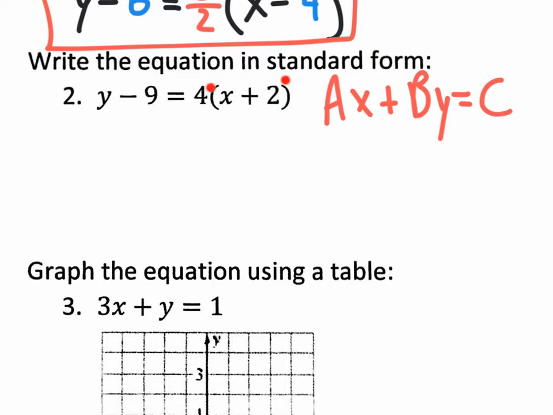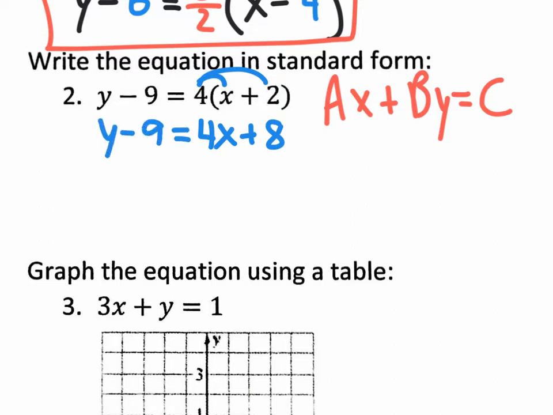All we need to do is get rid of the parentheses. And how could we do that? How do you get rid of these parentheses? Distribute, yeah, multiply. 4 times x, that's 4x. 4 times 2, that's 8. Bring down the equal sign, bring down the y, the minus 9.